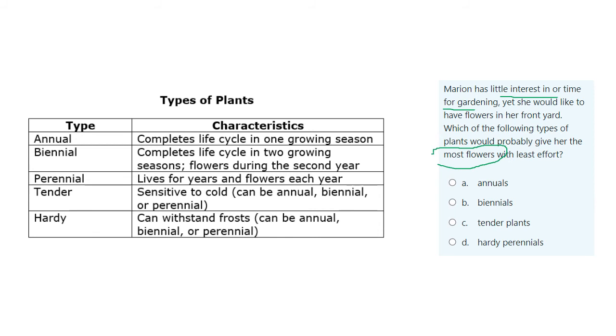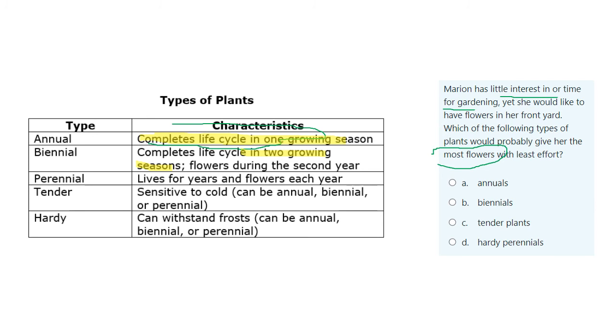Well, A, annuals complete their life cycle in one growing season. So that means that every year she would need to plant new ones. B, biennials complete the life cycle in 2 growing seasons, so every 2 years they would need to replant.